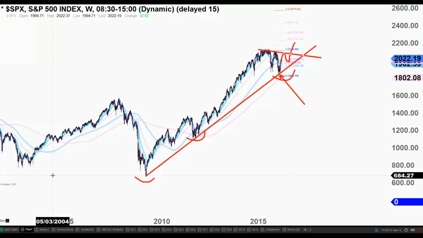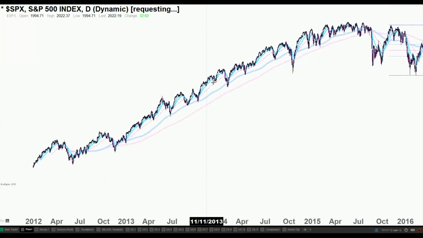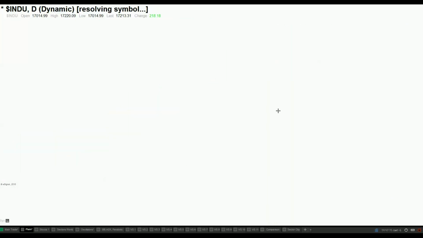In the major primary term, we have bearish connotation and sentiment in the intermediate term. There's a lot of fear in the market, but we're not in a bear market as far as the major primary term is concerned. Why? Because we're still in the potential vicinity of a primary term higher low, which has not been confirmed. Hope that makes sense for you guys. Let's go to Dow Jones and see where we're at.